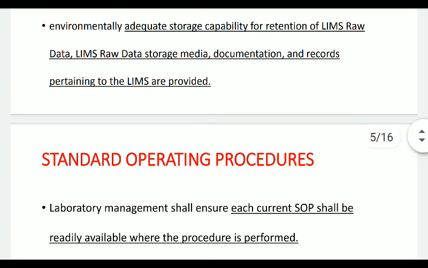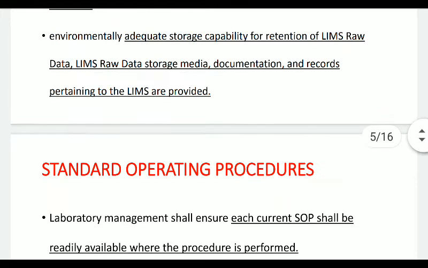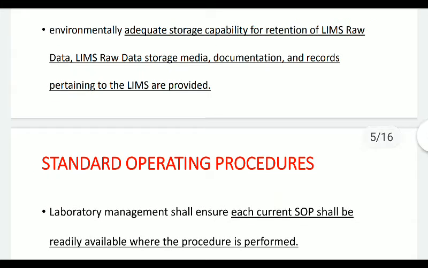So it is a job of laboratory management to develop and ensure such facilities which are proof of such unwanted things and which can protect the LIMS raw data as well as other documentation in a proper way.